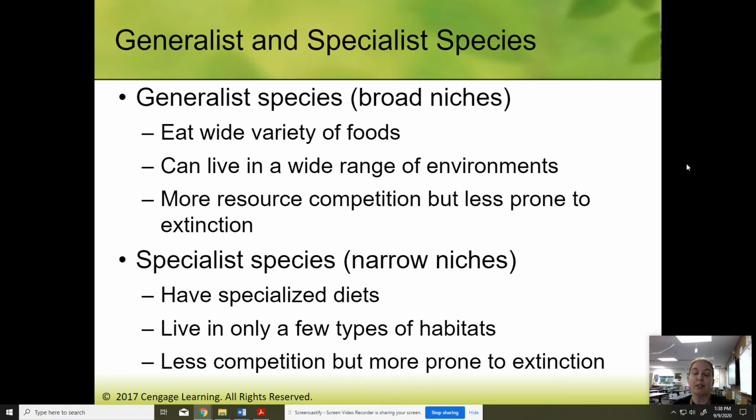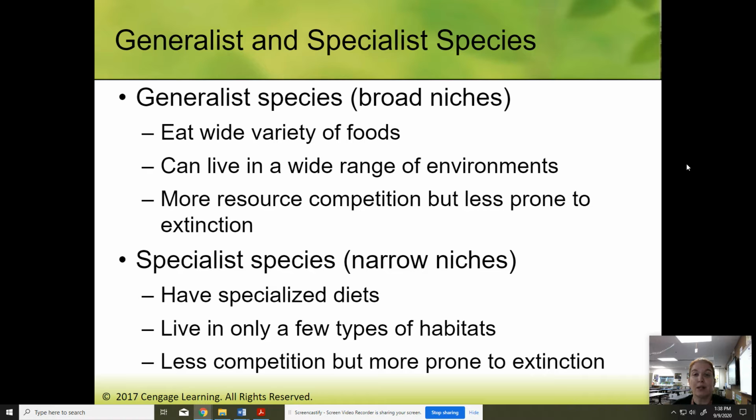Specialist species have a much narrower niche. So they have a specialized diet, or maybe they only live in a couple types of habitats, much less competition, but much more prone to extinction just because of that specialized thing. So a generalized species would be something like a rat or a raccoon. You can find them lots of places and they will eat anything. If one area goes bad, they'll just move on.